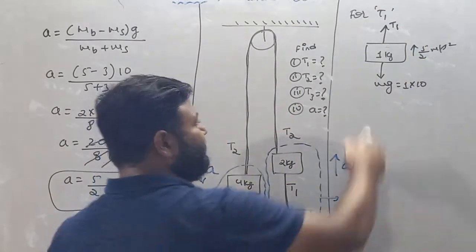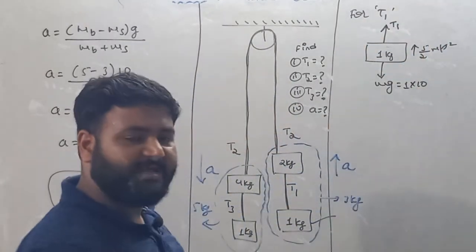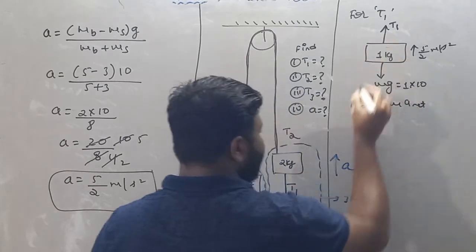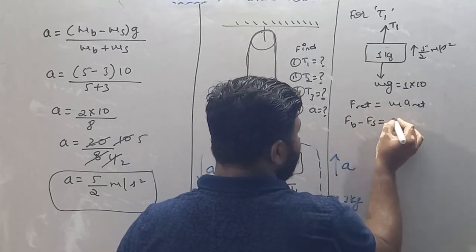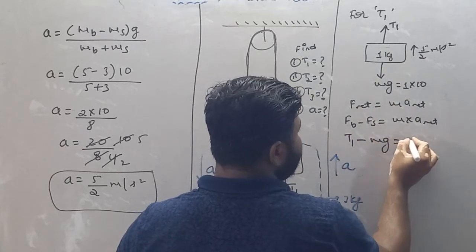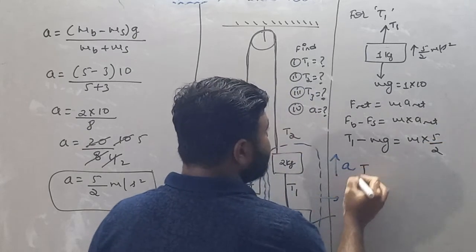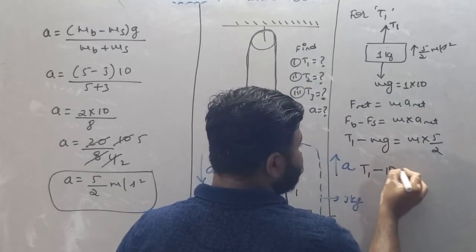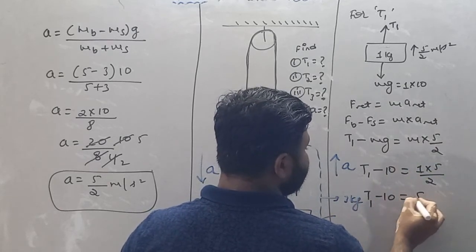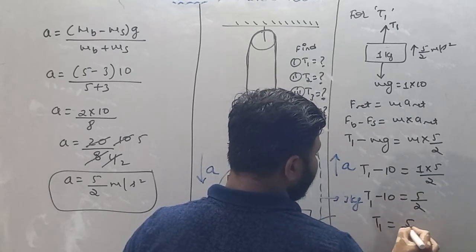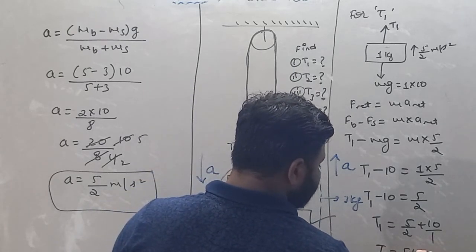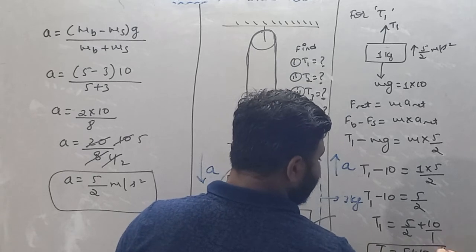Now see, two forces are there along the direction of acceleration. We have to find net force. So F net is equal to m a net. F net means bigger minus smaller force equals m a net. Bigger force is T1, smaller force is mg, equals m into 5 by 2. So T1 minus mg, that is 10, equals 1 into 5 by 2. So T1 minus 10 equals 5 by 2. So T1 equals 5 by 2 plus 10, my dear student. So T1 becomes (5 plus 10)/2 Newton. This is the value of T1.